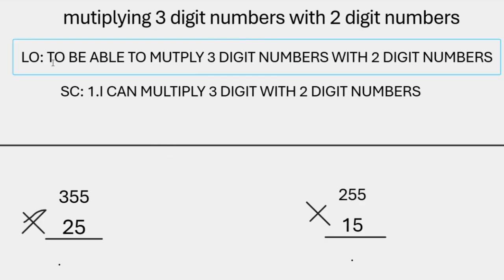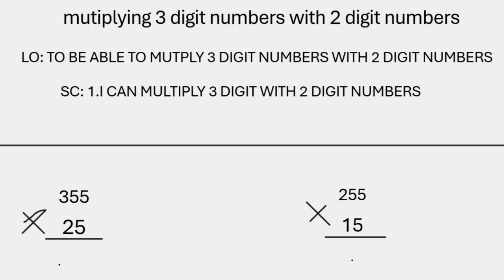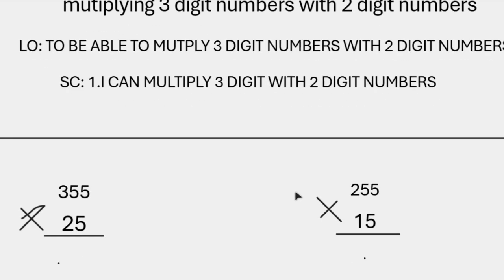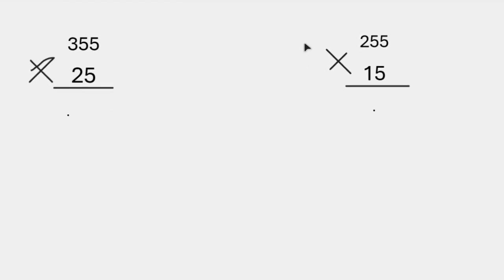Let's read the learning objective. LO: To be able to multiply three-digit numbers with two-digit numbers. Now let's read the success criteria. I can multiply three-digit with two-digit numbers. So now let's start answering the questions that are below. So let's get on with it.